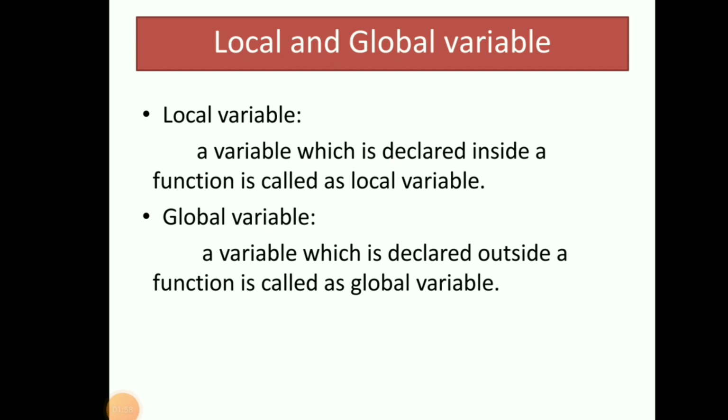Next one, local and global variables. A variable which is declared inside a function is called a local variable. A variable which is declared outside the function is called a global variable. A global variable we can access anytime and anywhere. A local variable we can access inside the function only.